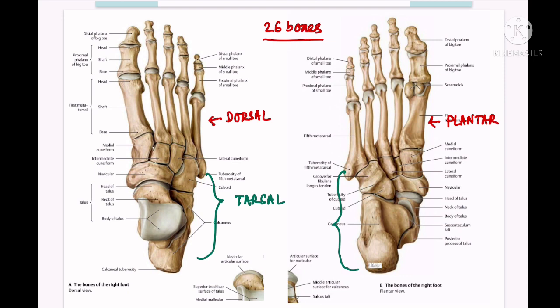In the tarsal group, there are 7 individual bones: 1, 2, 3, 4, 5, 6, 7. Seven bones in the tarsal group. The tarsal group is followed by the metatarsals.